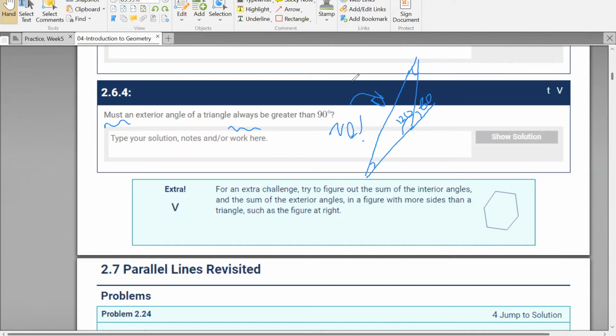The interior angle is already 120. It's a big interior angle. So the exterior, which is going to be 180 take away the internal, is going to be 60. That's it. So it's not that it always has to be greater than 90. Now, did you get what I said, or do you want me to expand on the explanation?